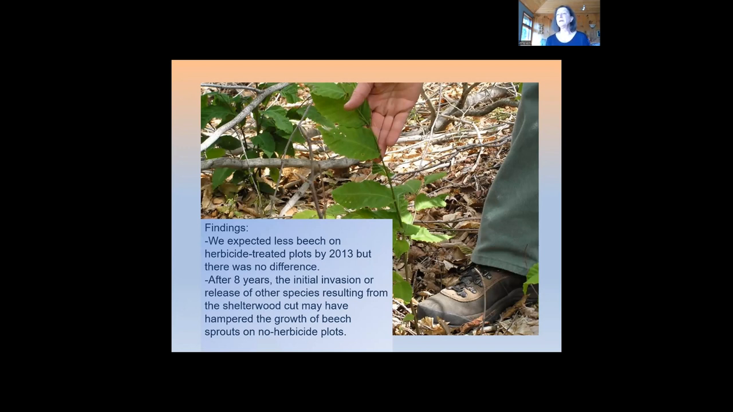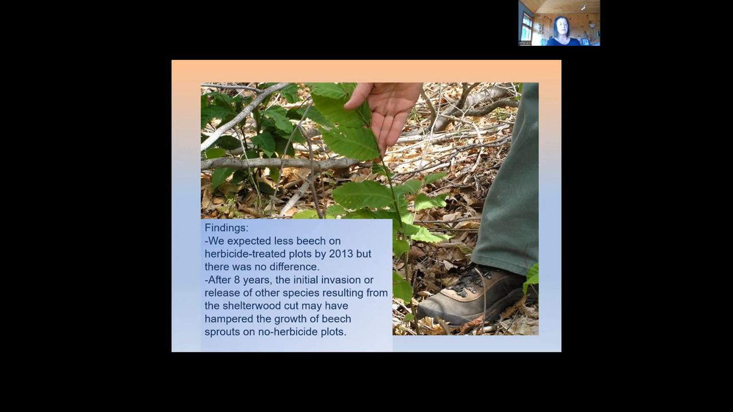Okay, findings. We expected less beech on the herbicide treated plots by 2013, but our data show that after 8 years, there was no difference whether you removed the beech and let it sprout back or you didn't. We think that maybe on the no herbicide plots, the beech could have been outcompeted in a sense from surrounding vegetation that was released because the harvest opened the stand quite a bit. But just to point out, our plots were not representative of the entire stand. They were just underneath one large beech tree.